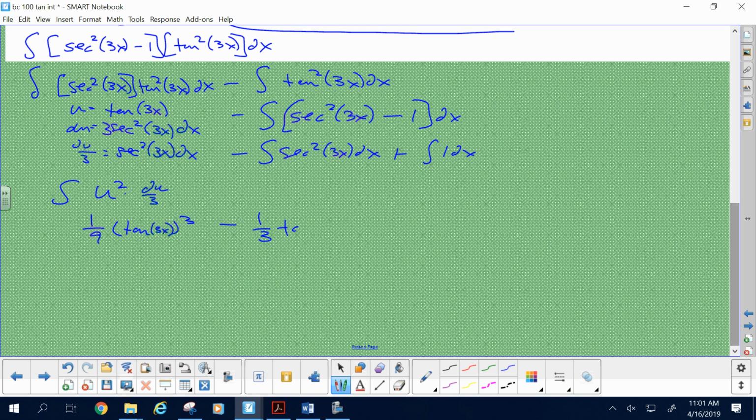Negative 1/3 tangent of 3x, and again, that checks out. If I took the derivative on that, I would get secant squared of 3x, and then plus c, and we're done. You with me? All right.